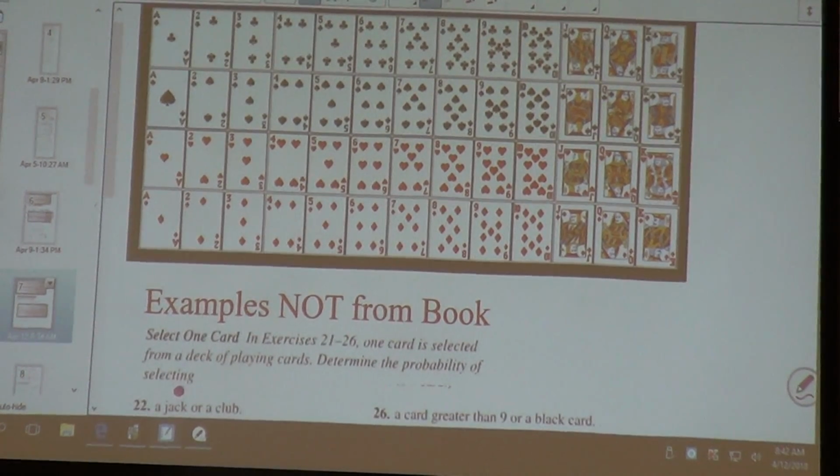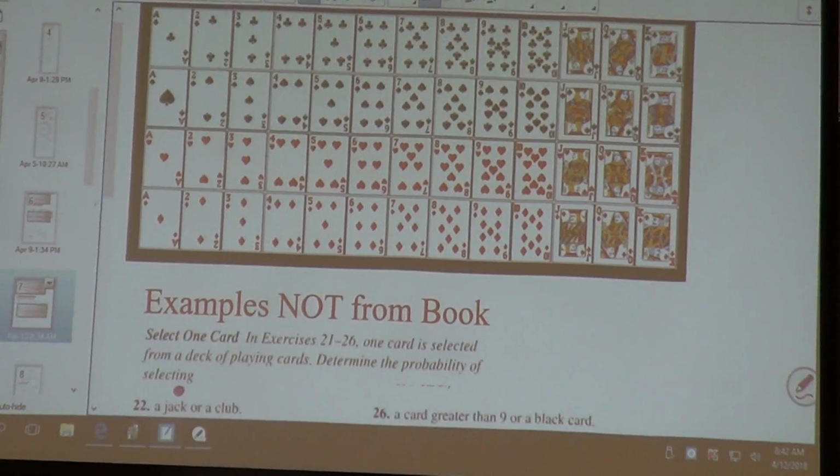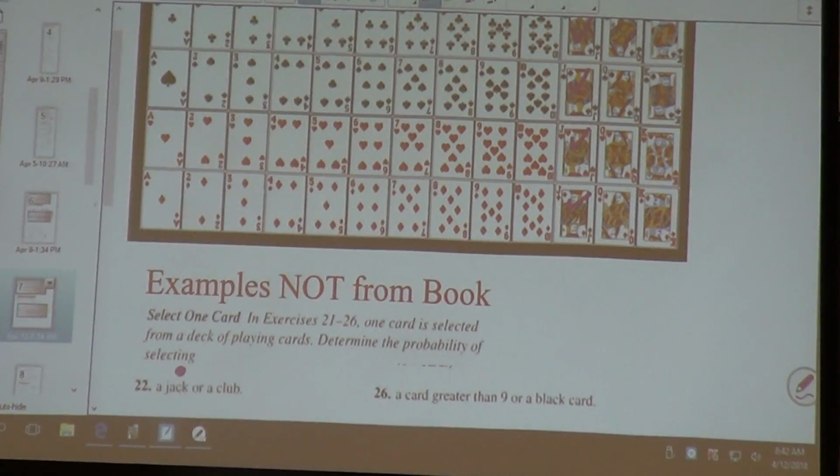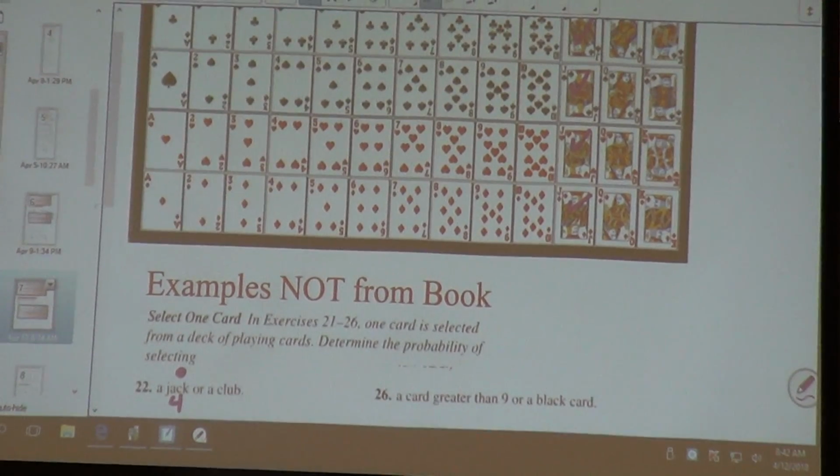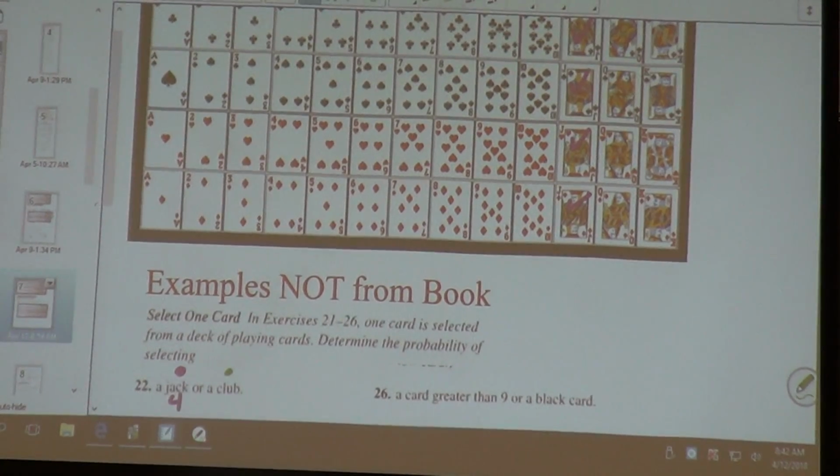Okay, for the first one, a jack or a club. So, I'm just going to start with jacks. How many jacks do we have? 4. 1, 2, 3, 4. So we have 4 jacks. Now, how many clubs do we have?